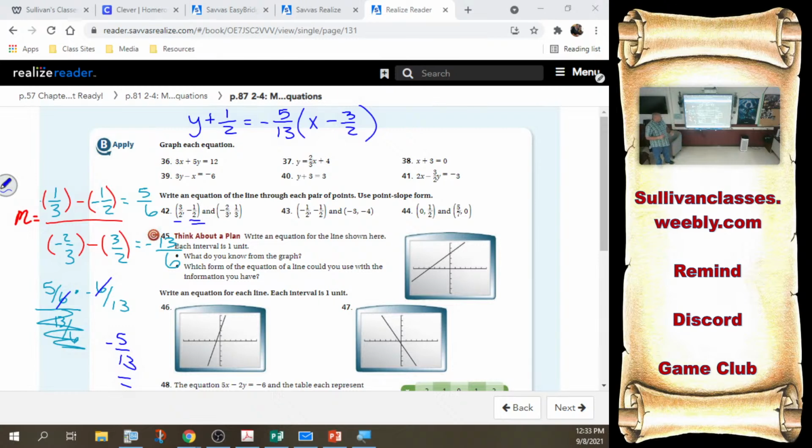I just leave it ugly. After I do a bunch of distribution, after I move things around, if I wanted to put this into standard form, integer coefficients, what am I going to have to multiply by? Look at all the denominators. Well, 13 doesn't get rid of 2. 2 doesn't get rid of 13. So I have to multiply by 26 to get rid of both.